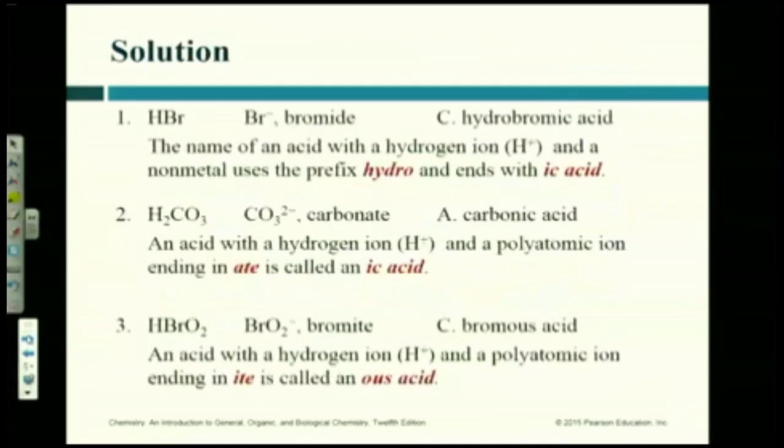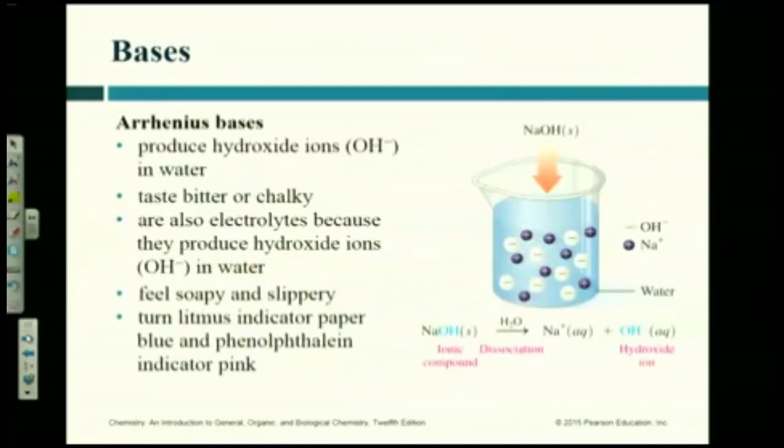Boom, boom, boom. Now, a base for Arrhenius is anything that produces hydroxide ions in water. Okay? Hydroxide ions, you should recognize OH minus. Why should you recognize OH minus as hydroxide? Where have we seen that before? Where do we see OH minus before? It's a polyatomic ion, isn't it? Okay? So it's a common polyatomic ion. Okay?